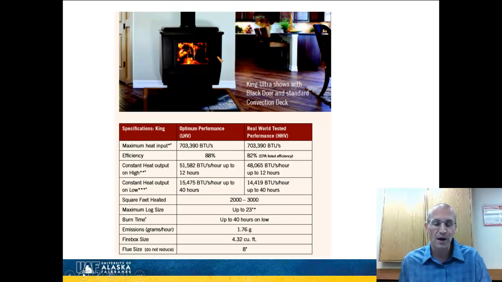Does it seem like a reasonable value? I was wondering. So I pulled up a brochure here for the Blaze King, the King Ultra version, and if we look at the constant heat output on high, we have a value that's 48,065 BTUs per hour. Surprisingly good agreement.